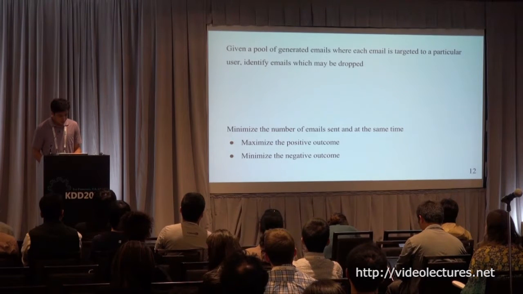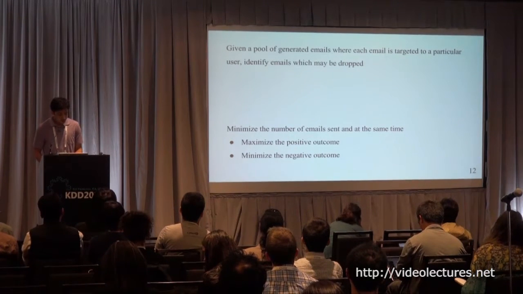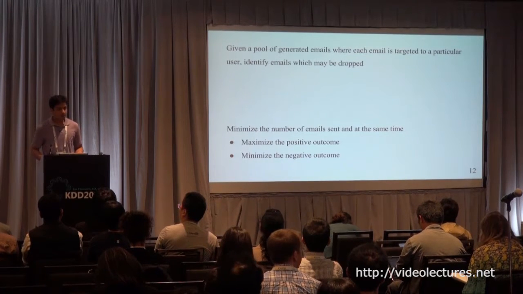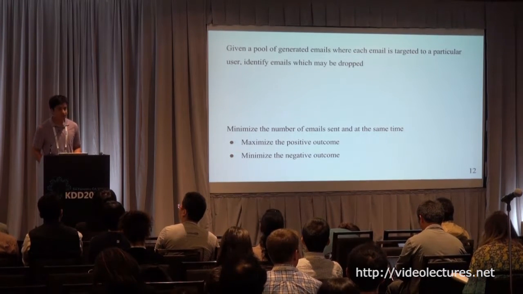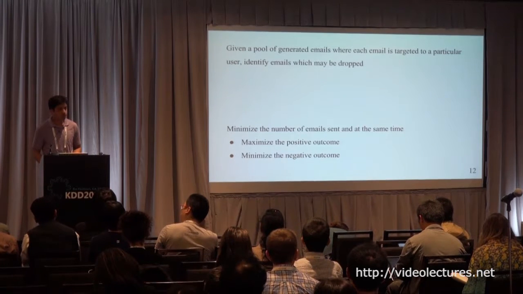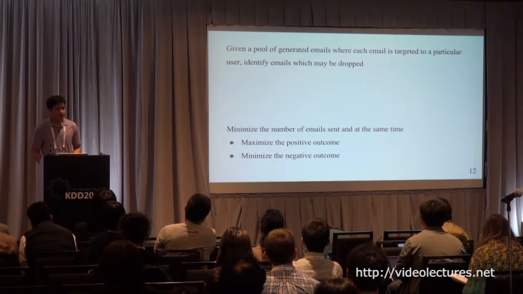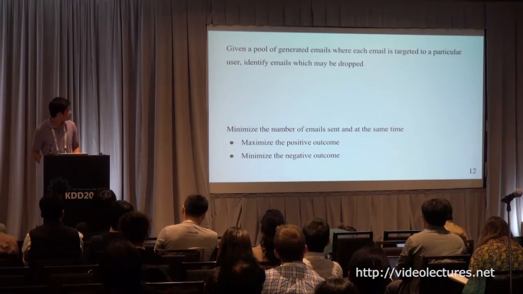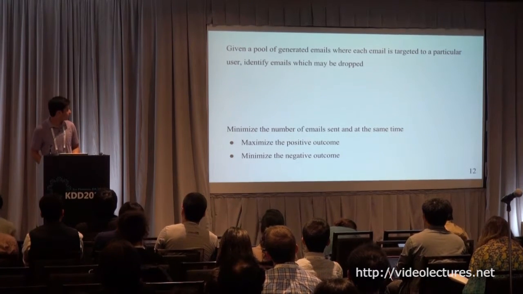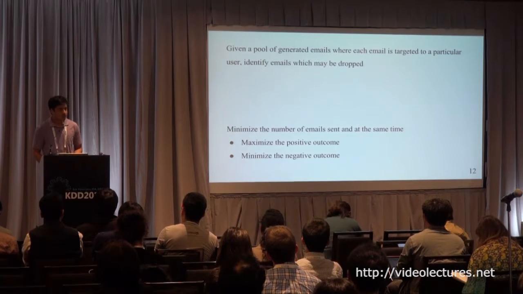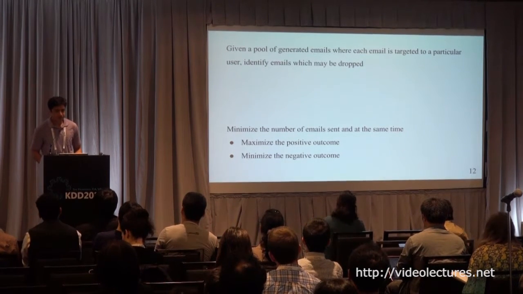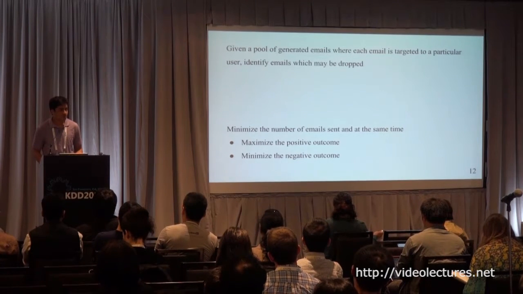So once again, the problem of volume optimization can be described in simple words as follows. Given a pool of generated emails, where each email is targeted to a particular user, we want to identify the emails which can be dropped. Ideally, we would like to minimize the number of emails sent, and at the same time, maximize the positive outcome of sending an email and minimize the negative outcome.